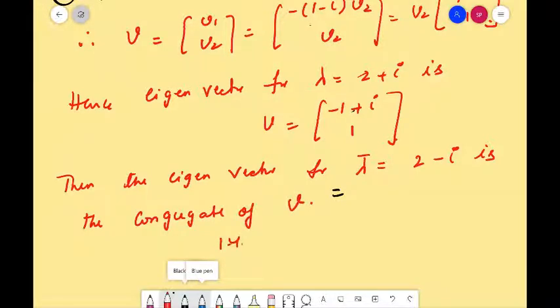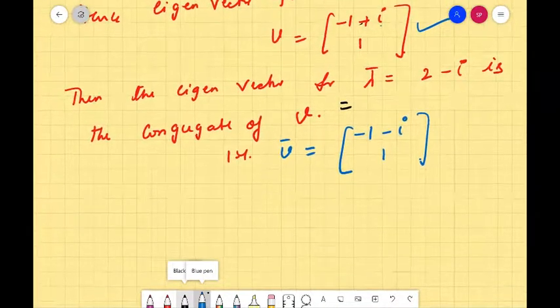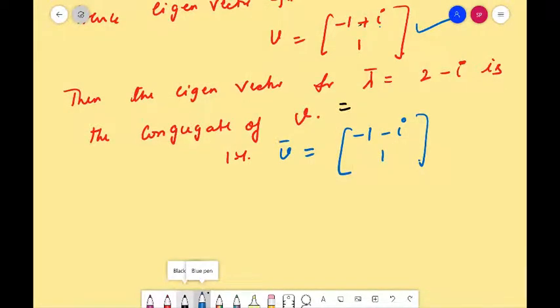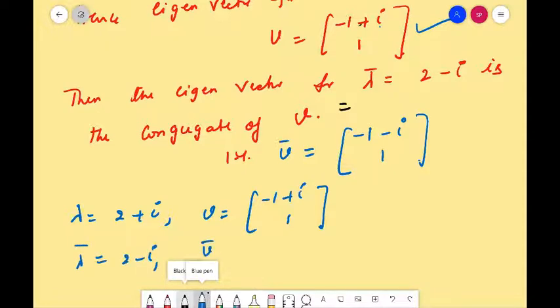That is V bar. How to write the conjugate of V? For the imaginary part you have to change the sign. So it is (−1 − i, 1), and for 1 it is 1 itself. So this V bar is the other eigenvector. The two eigenvectors we have are: for λ = 2 + i, V = (−1 + i, 1), and for λ bar = 2 − i, V bar = (−1 − i, 1).